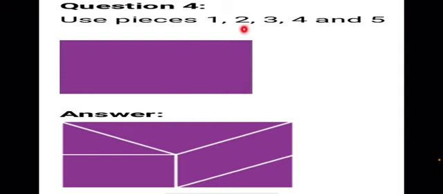Use pieces 1, 2, 3, 4 and 5. So when we join all the shapes like this, 1, 2, 3, 4, 5, we get this rectangle.